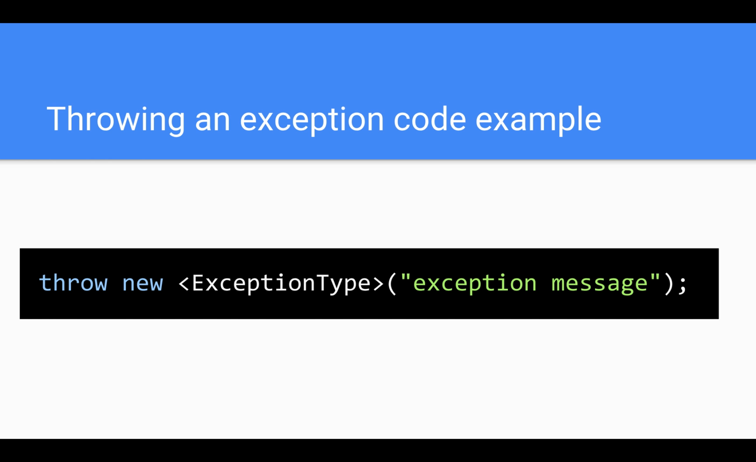Throwing an exception. You would do throw new and then the exception type, like NullPointerException or IllegalArgumentException, and then the exception message in quotes.